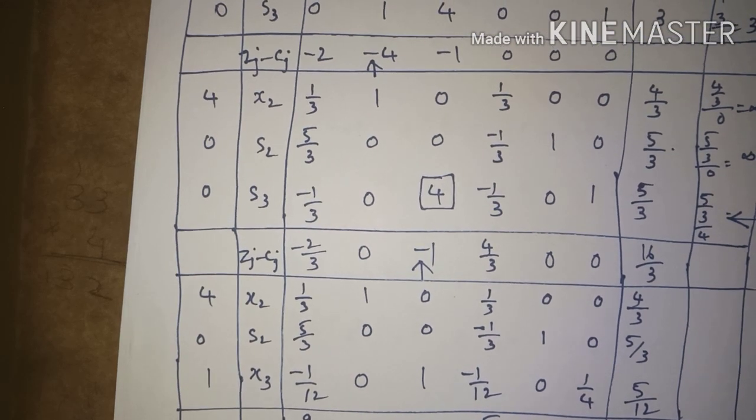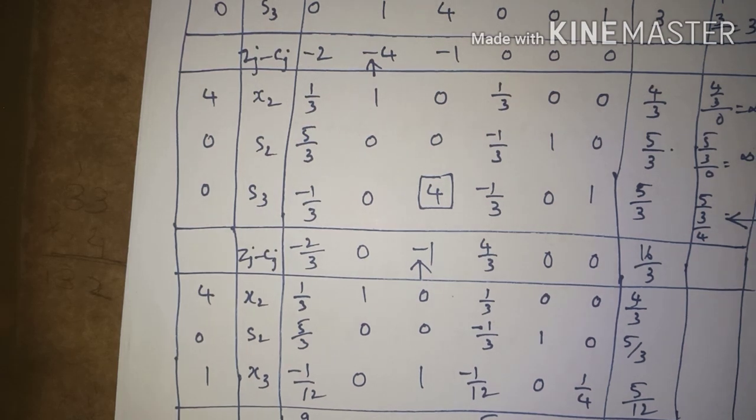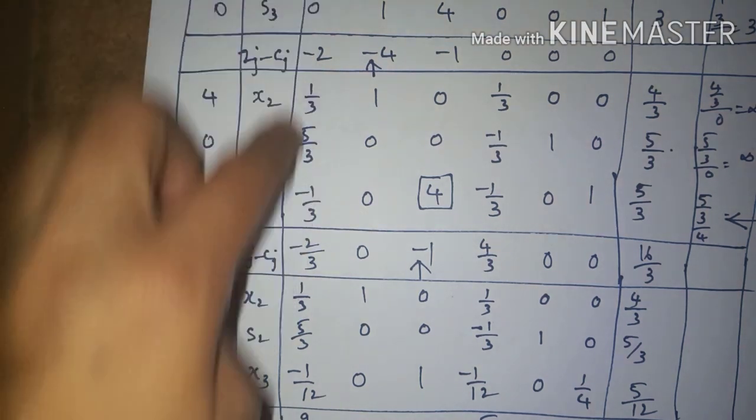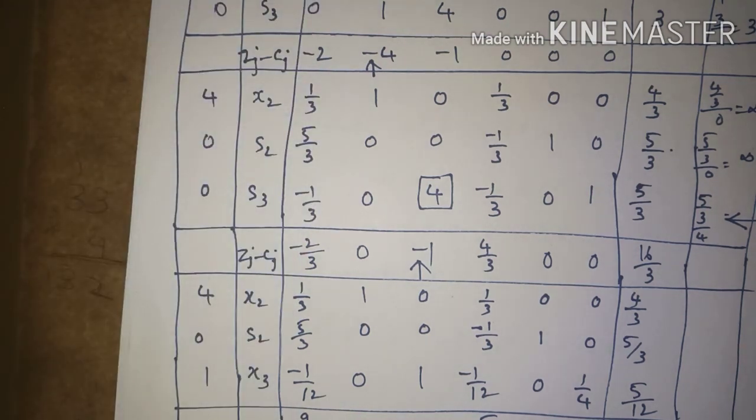How to do the next iteration? We look for the most minimum value, the most negative, in the index row. This is the index row. The most negative is this one, in Zj minus Cj. We choose the first column. That means x1 is entering, and then we will find the minimum ratio.